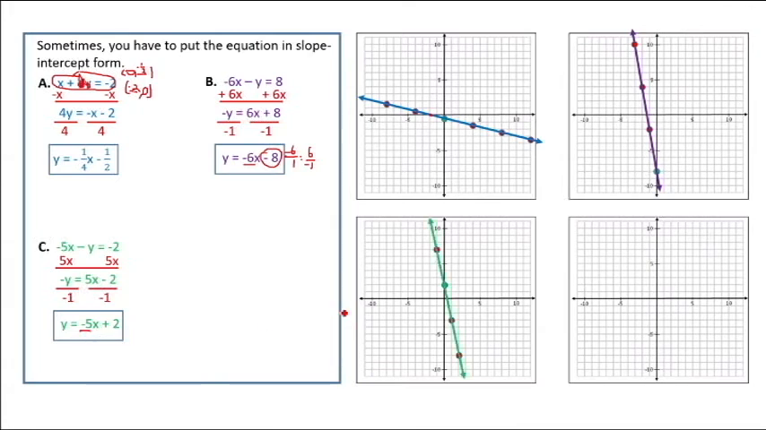Not too bad, right? Last example, subtract 2x's from both sides. Divide both sides by the 3. Make sure you divide them both by the 3. You get negative 2/3 x plus 5.